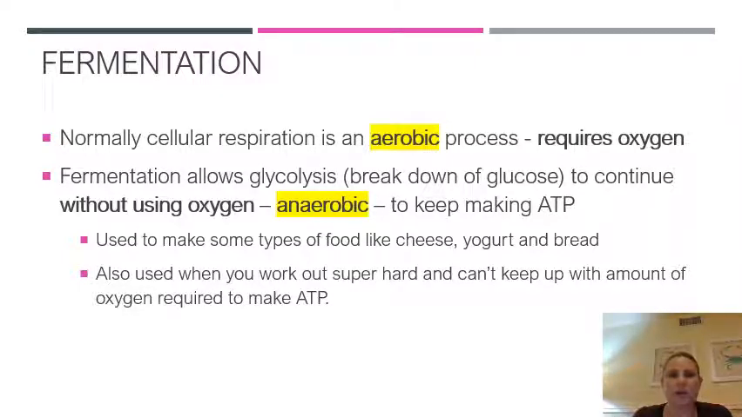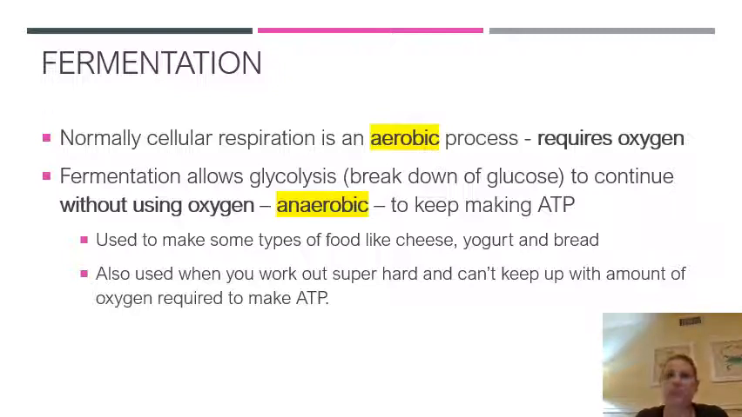So the last thing I need to talk about is fermentation. Now, normally cell respiration is a process known as aerobic. It requires oxygen, right? We take in glucose and oxygen to break apart that sugar. We do glycolysis. We break it apart to get that ATP. Well, sometimes oxygen is not readily available. So we have this process called fermentation. Fermentation allows glycolysis to break down the glucose to continue without using oxygen. We call it anaerobic, without air, to keep making ATP.